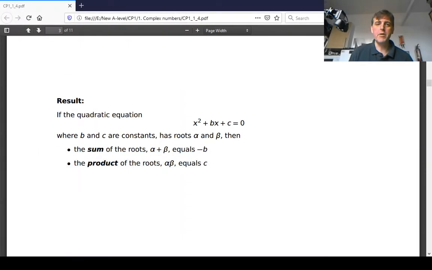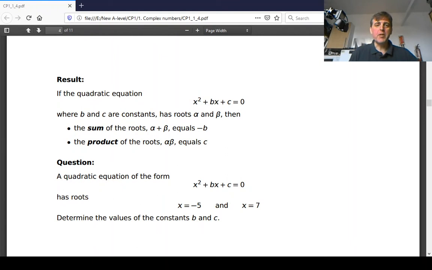So here's the result then. If you want to add together the roots of a quadratic equation, you're going to end up with the negative of the x coefficient, and if you multiply them together, you end up with the constant term, providing, of course, that the x squared coefficient equals 1.